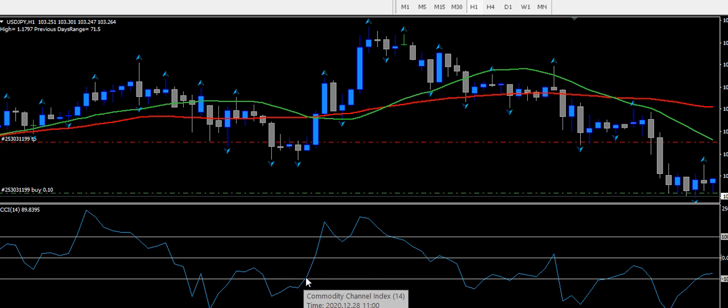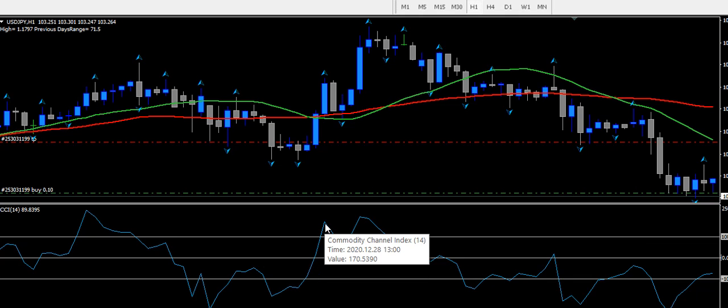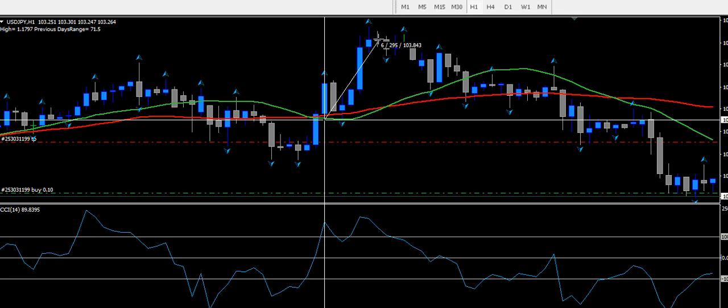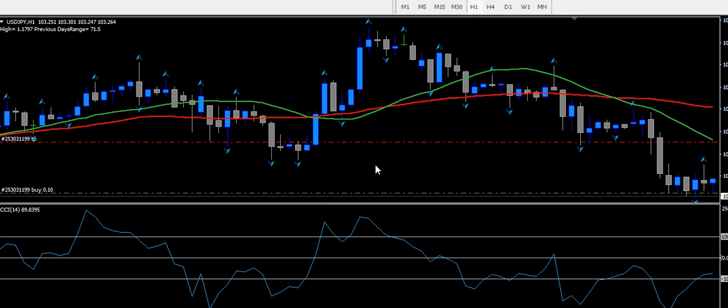CCI comes up from negative 100 to 0 and then rises above 100. This is where you take your bullish position, and if you take a bullish position above 100, that's a sure shot. How? CCI crosses 100 here and rises some points, maybe 200. This is almost 30 points of bullish position. When CCI rises from 0 to 100, take long positions and set up your stop loss and take profit.